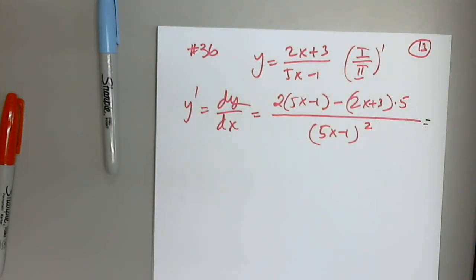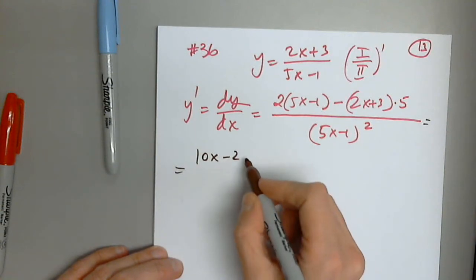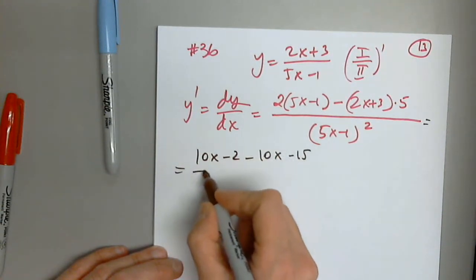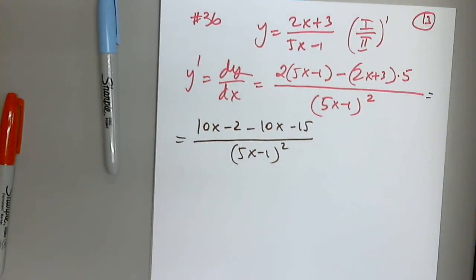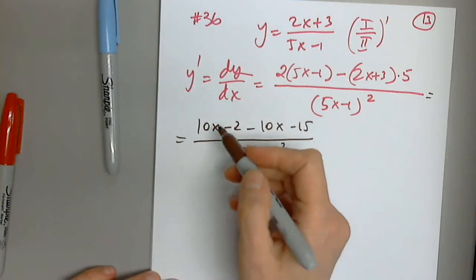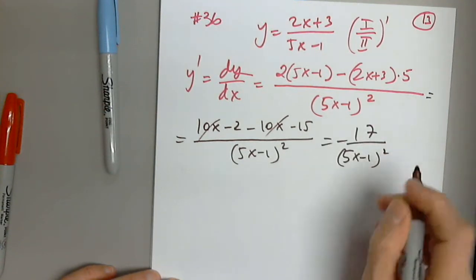Notice that here I could not leave a constant outside because there are 2 terms. But if I only had 2x, I would leave 2 outside. But here I can't separate anything. So then I have 10x minus 2 minus 10x minus 15, divided by 5x minus 1 squared. I like it. Why do I like it? Exactly. It will be a mess otherwise. So this is negative 17 over 5x minus 1 squared.